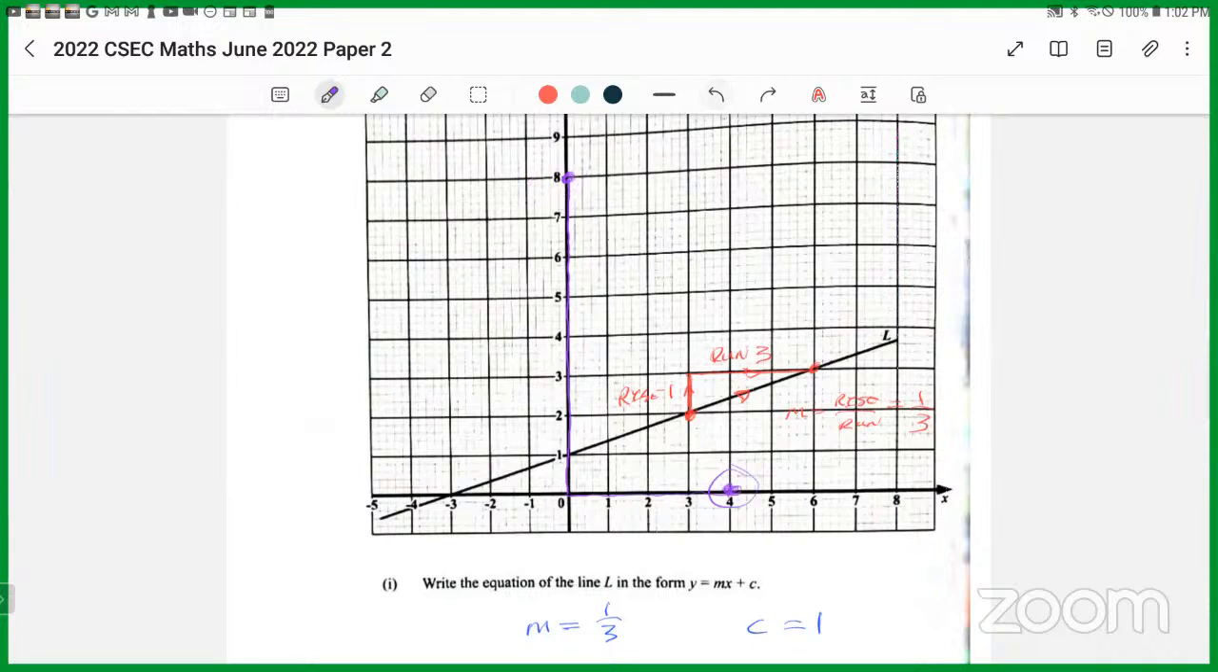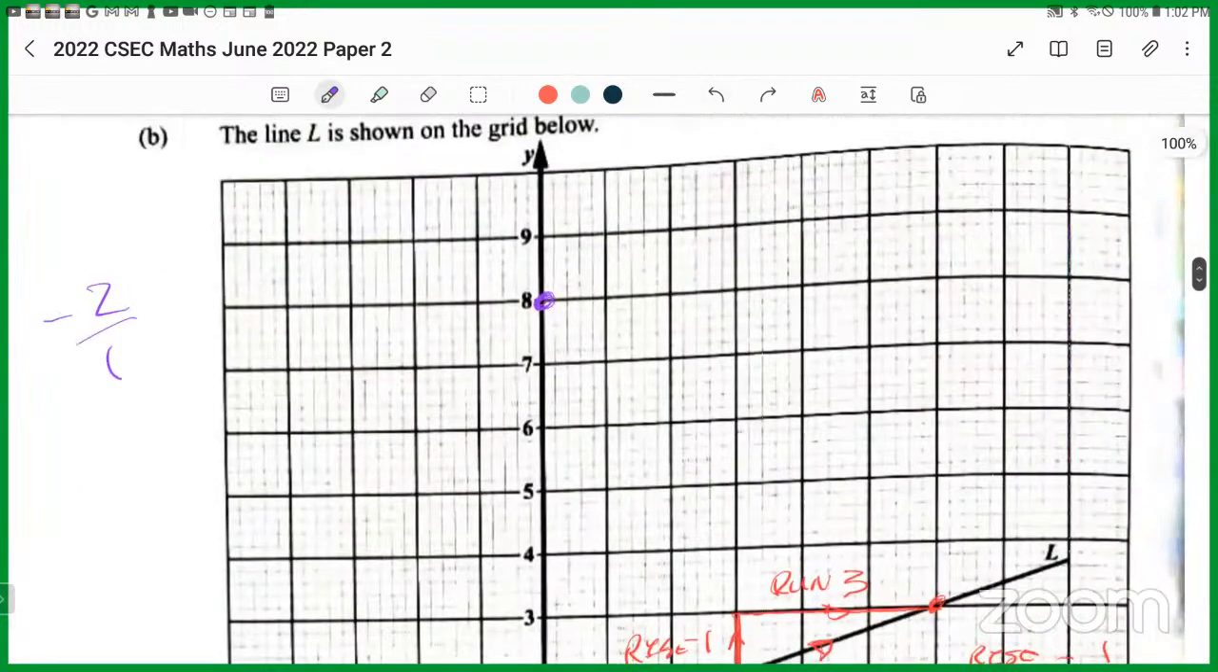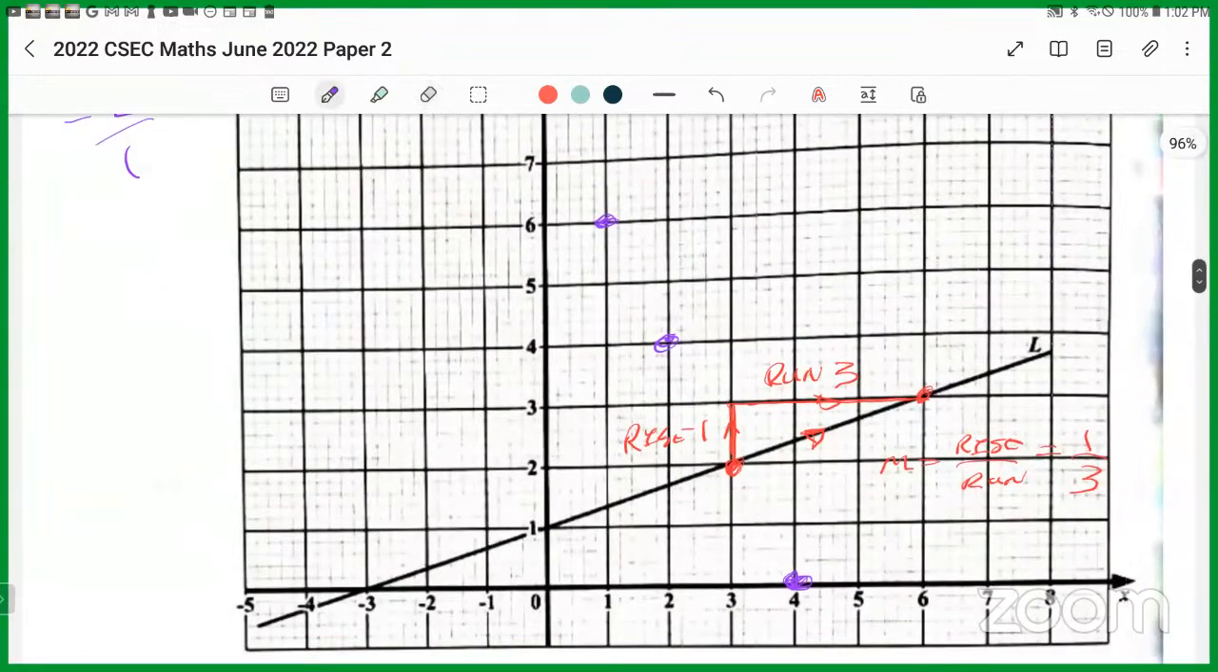Or I can do the small rise and run and get the same thing. So I'm going to rise -2, run 1. Starting here, I rise -2, 1, 2, run 1 to here. I rise 2 down again, 1, 2, run 1 to here. Then I rise -2 again, run 1 to here.